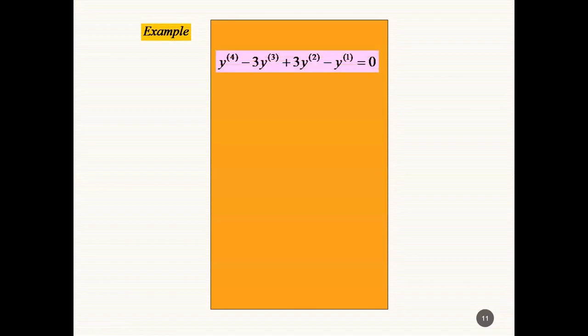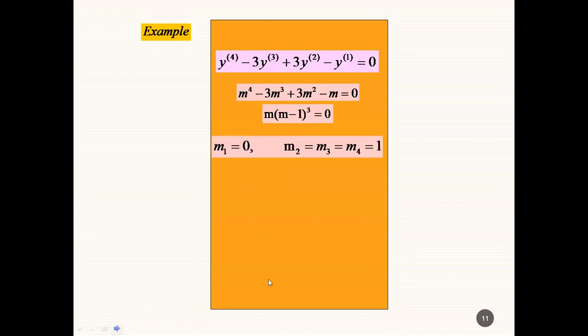What about this? So fourth order derivative. This is your characteristic equation. If you factor out, you have this. So your root 1 is repeated not just twice, but thrice. So how will you write its solution?